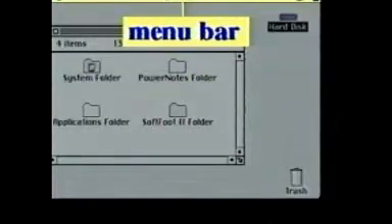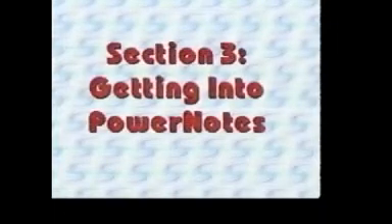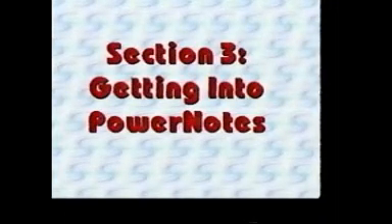And the last thing we'll be talking about is the menu bar. The menu bar is where you go to find your list of different commands. To bring up a menu, you put your pointer over top of the menu item and click and hold your mouse button. In Section 3, we'll talk about how we get into the PowerNotes program.